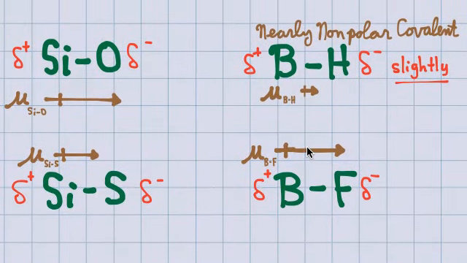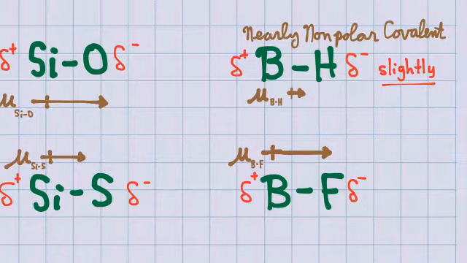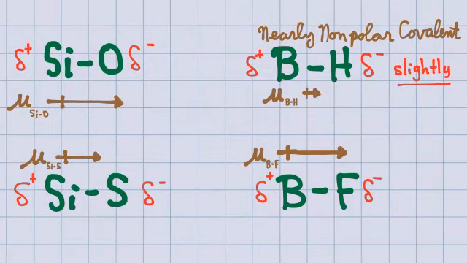Oh, I looked up boron hydrogen. They're so close in electronegativity, almost exactly the same. So this is only a slight polarity, and the dipole moment of the boron hydrogen bond is very small.